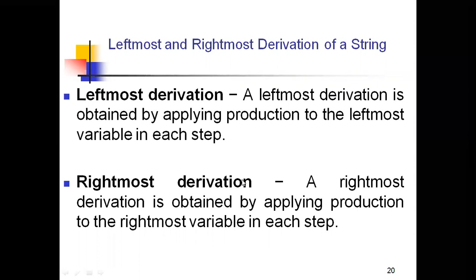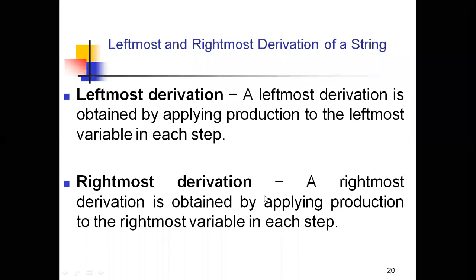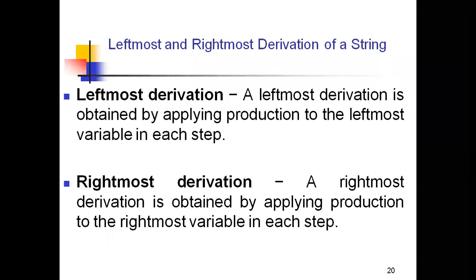Same as here in the rightmost derivation: the derivation that is obtained by applying the productions to the rightmost variable in each step. That means after the arrow, whatever production we have, in that production you need to choose the rightmost variable and substitute the rule in that rightmost variable, and you need to start from right and end at left. So for leftmost, starting from left and ending at right. For rightmost, starting from right and ending at left. So these are the two most important derivations, leftmost derivation and rightmost derivation. Right, I think you all understand the definitions of leftmost and rightmost.